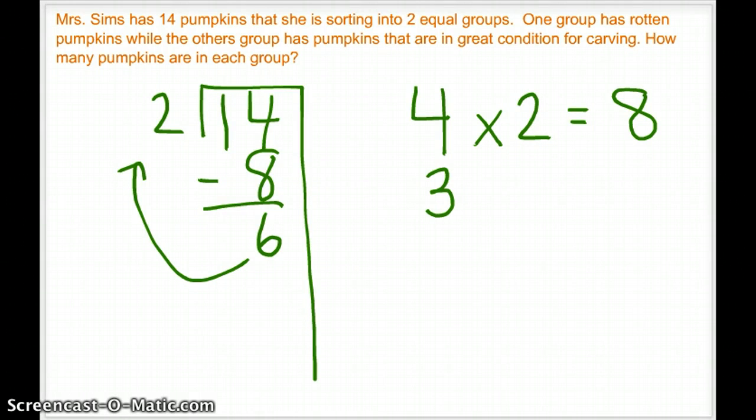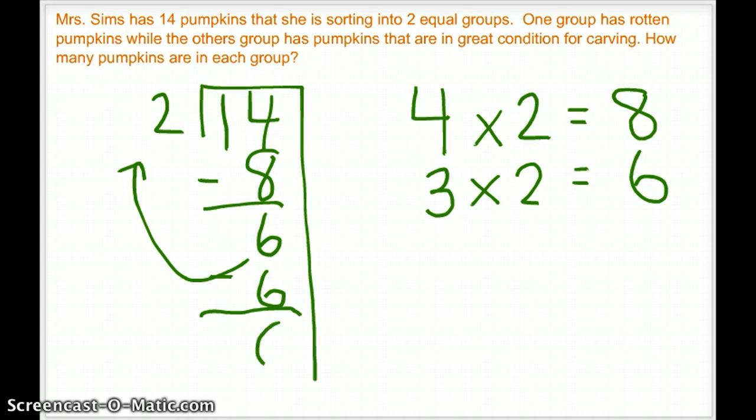Now I can think about pulling 3 pumpkins at a time into the 2 groups. 3 times 2 is equal to 6. Since I've taken care of those 6 and placed them into groups, they no longer need to be categorized, so I can subtract them out of my total. Once I'm down to 0, that lets me know that there are 0 pumpkins left that need to be sorted into groups.